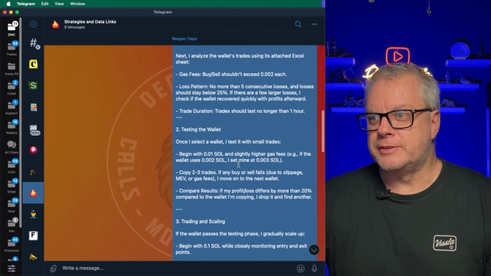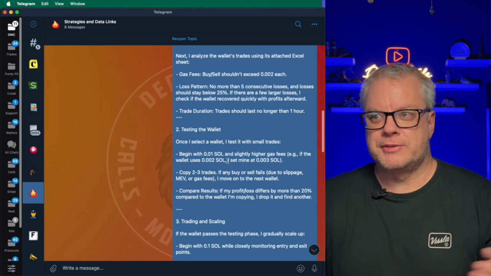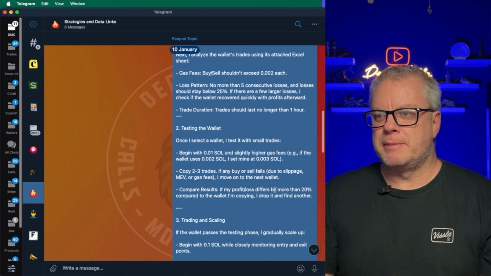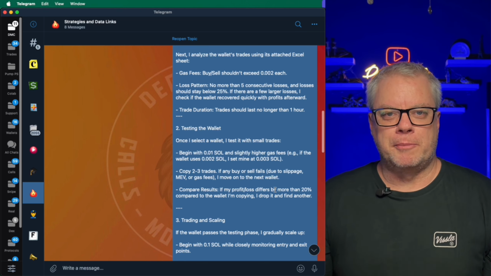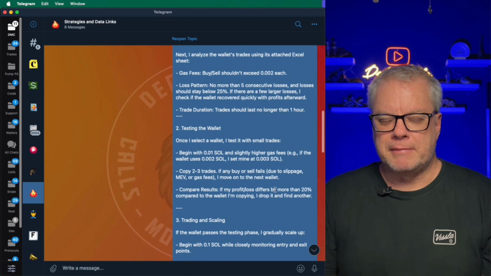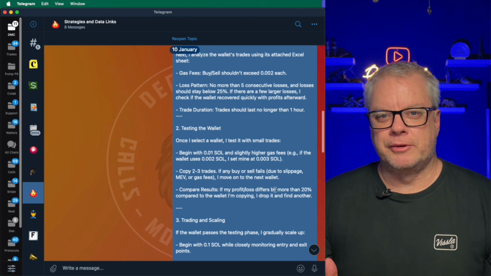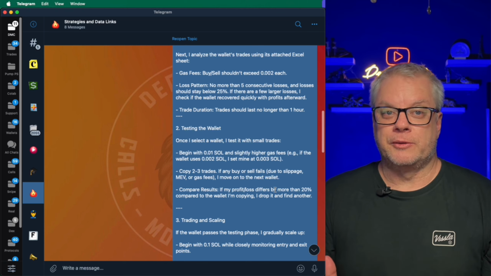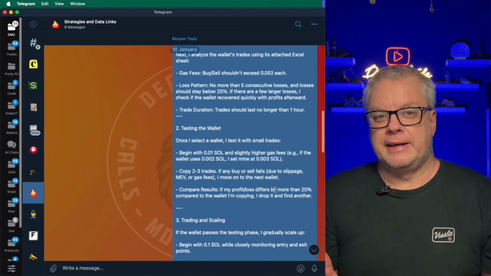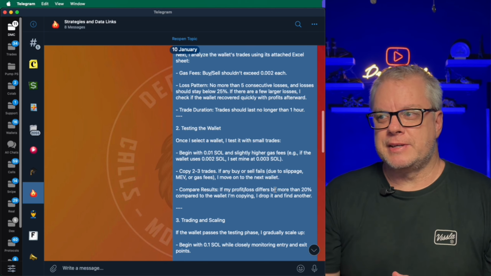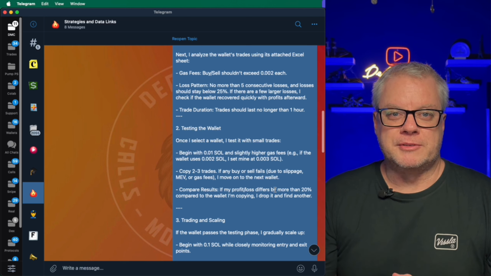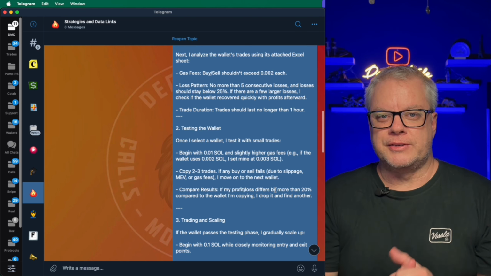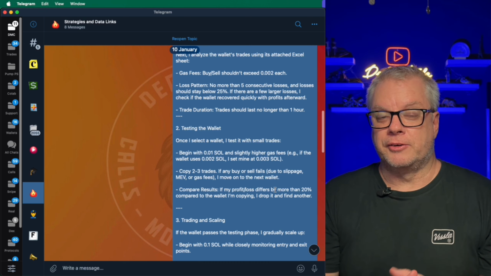So obviously we're going to ditch some of those wallets that got those bad results. Compare results. If my profit loss differs by more than 20% compared to the wallet I'm copying, I drop it and find another wallet. So make sure those good results that come through, double check what those scores were compared to the wallet that you're targeting, and see if the profits are any different or any higher than 20% or more when it comes to your target wallet.